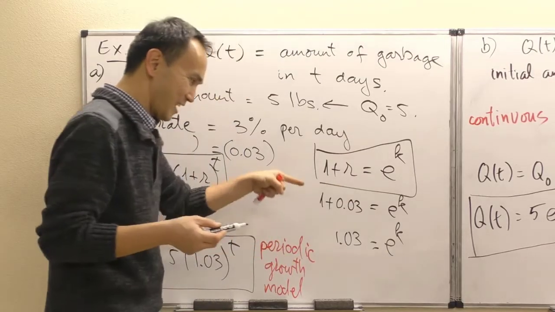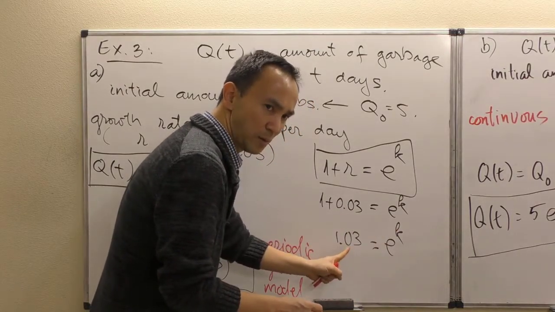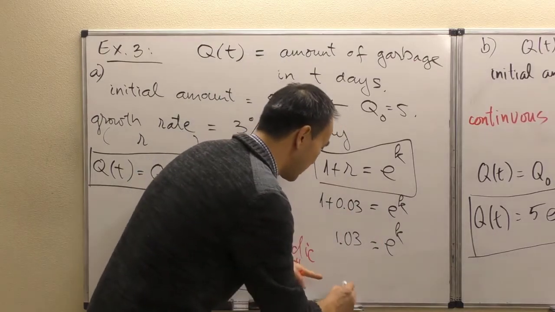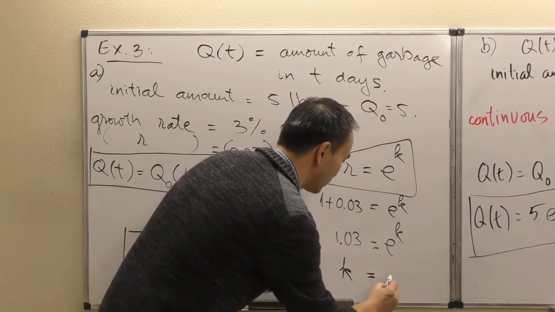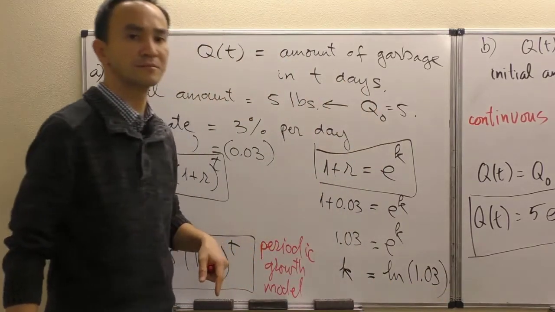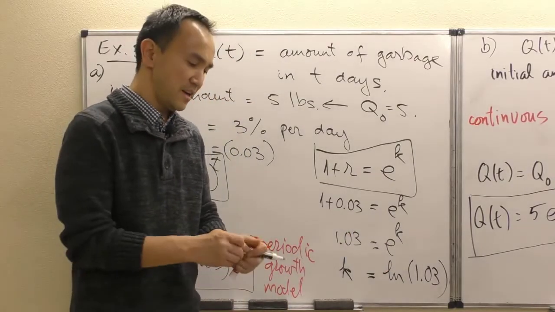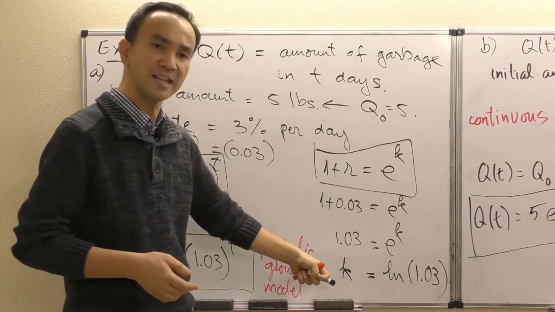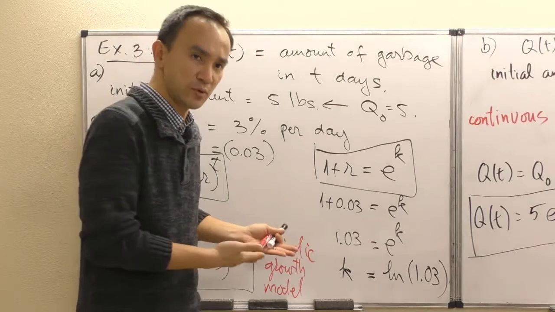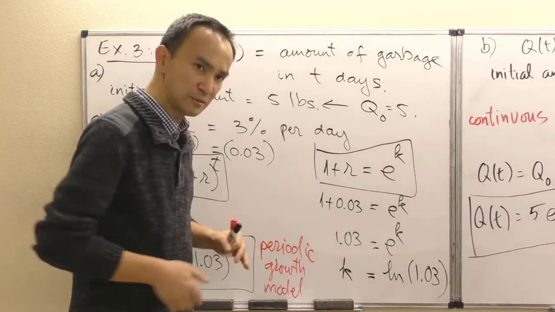All right, and so with this one, I see that e to the k equals 1.03, and we want to find out what k equals. And so in that way, easily I can write k equals natural log of 1.03. And that's how we have to understand how to operate with logs here. This is a place where once again we apply our understanding of logarithms in these problems.